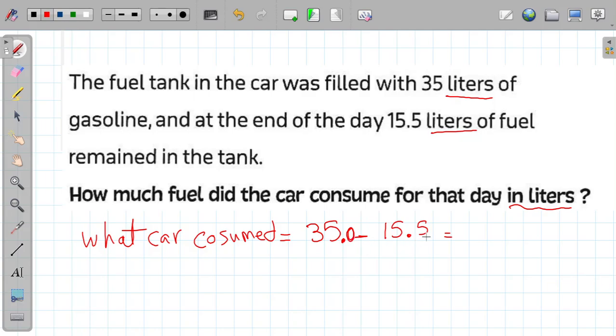So 0 minus 5, it can't be, so I will borrow from 5, it will become 4. Okay, so here I have 10. 10 minus 5 equals 5. Next I will have the decimal point. 4 minus 5 can't be, so I will borrow from 3, becomes 2, and 4 becomes 14. 14 minus 5 equals 9, and 2 minus 1 equals 1. So what the car consumed for the day will be 19.5 liters.